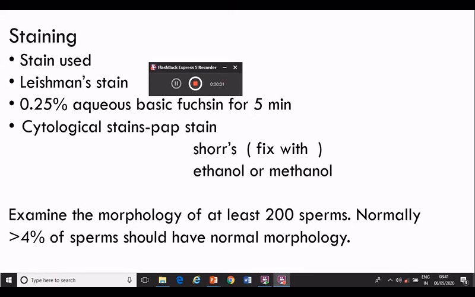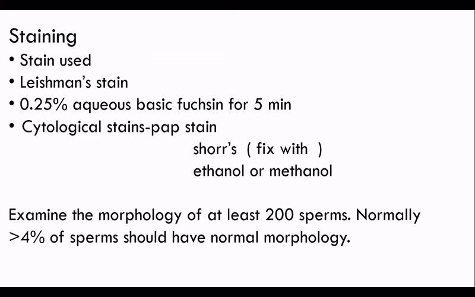We continue with the sperm morphology. Now, staining of the smears using Leishman stain, which is similar to the staining of the blood smears, or you can use 0.25% aqueous basic fuchsin for 5 minutes, or you can go for cytological stains like Pap stains or Papanicolaou staining, Shorr's method of staining.